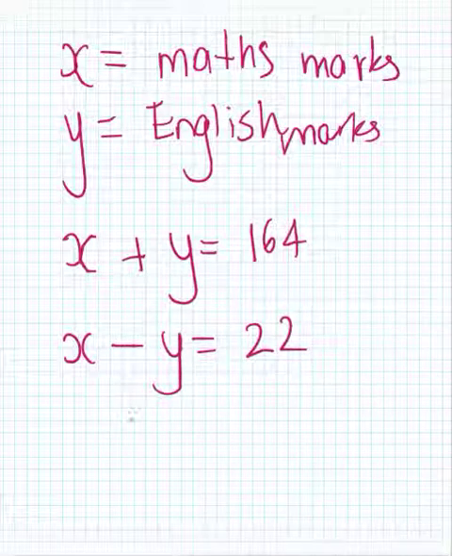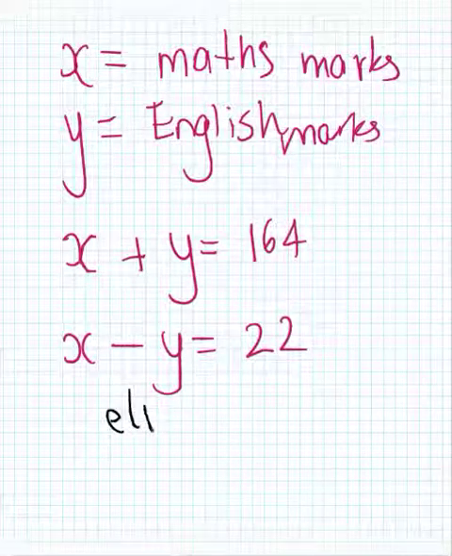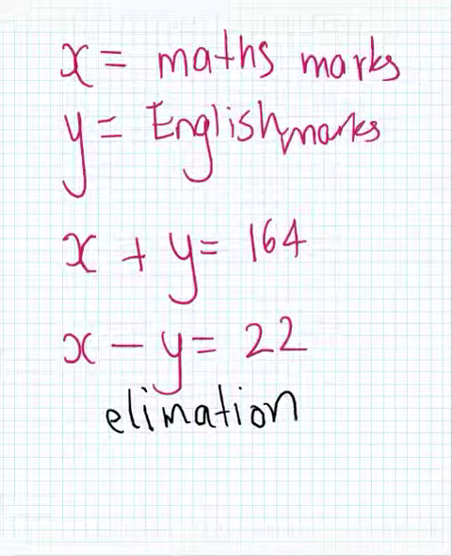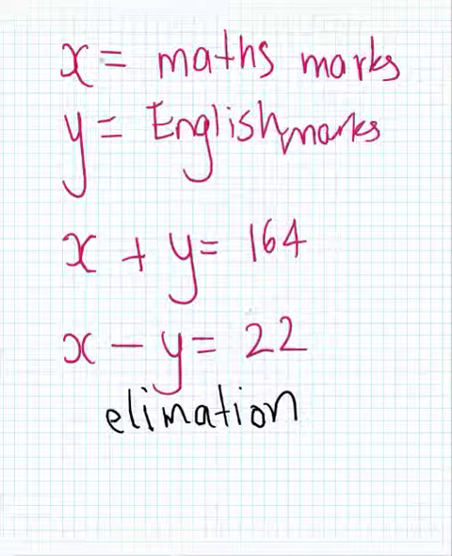So I'm going to state what I'm using. I'm using elimination to solve, to find the solution, to find the marks for X, which is maths, and to find the marks for Y, which is English. So now I have a look and see. I can see the variables of X and X are the same. I've got a 1 there and a 1 there, and also the Y variables are the same, 1 there and a 1 there. So it's my choice what I want to eliminate.